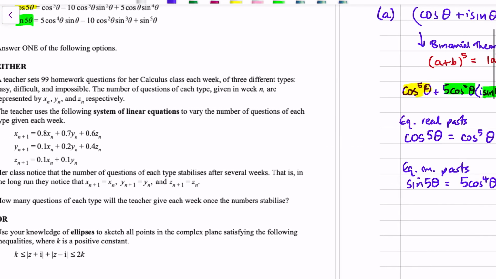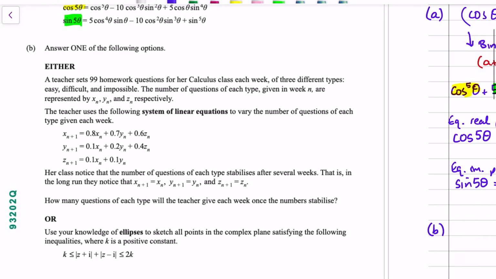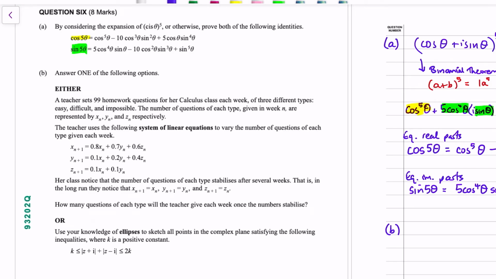Okay, part B. The first option, as I was saying, is the easier of the two options. A teacher sets 99 homework questions for a calculus class each week of 3 different types: easy, difficult, and impossible. The number of questions of each type given in week N are represented by X, N, Y, and Z. So it's a recursive formula. The teacher decides the questions for the next week based on a combination of the questions set in the previous week, which kind of makes sense. You know, if you, as a teacher, have given too many easy questions in the previous week, you might change it up for the next week. But this teacher's gone next level and actually come up with some sort of formula.